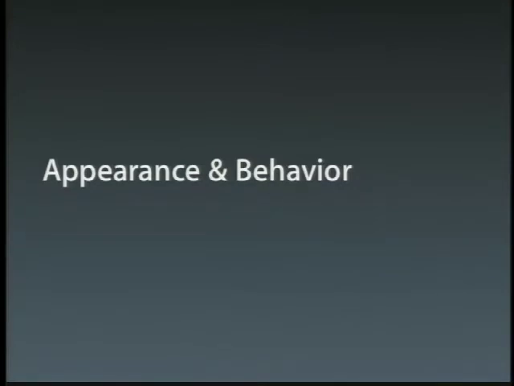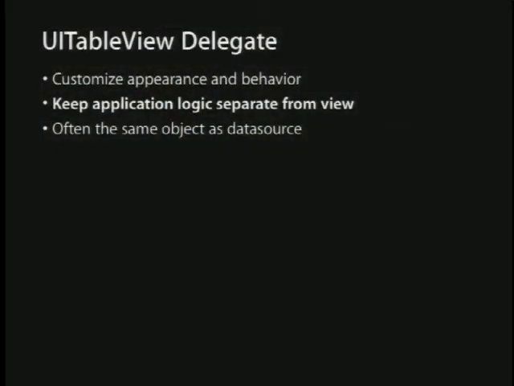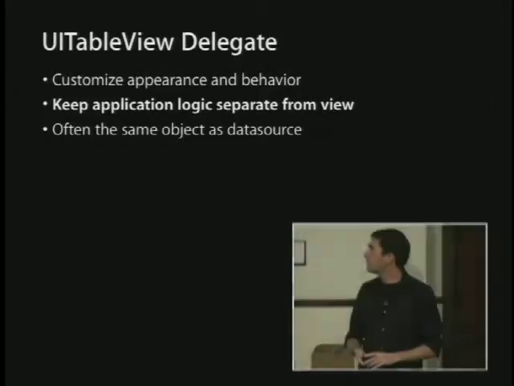So that's how you get data in. That's how you're going to display your data. But what about the appearance and the behavior of your cells? That's more the realm of the UITableViewDelegate protocol. The data source is really all about providing data to the table view. The delegate is really all about customizing appearance and behavior.